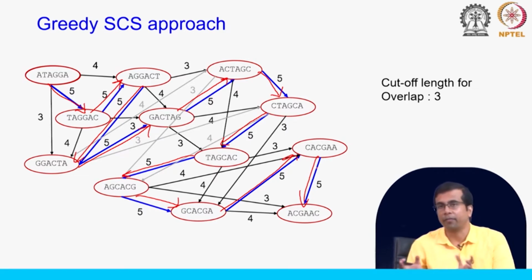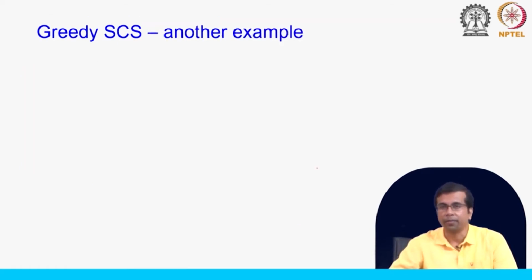Instead of merging and so on, you can represent this as paths through the overlap graph. You can also represent it as simple strings instead of this graph representation. We will also see in one example how we can do that. So, the question is, would the greedy SCS approach give us the optimal solution in all cases? Let us take other examples and see if we get the correct solution.